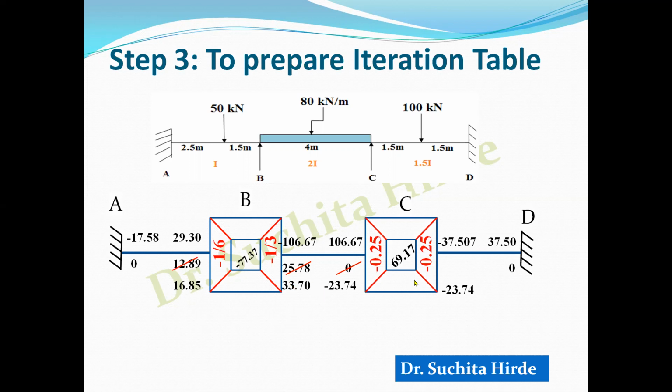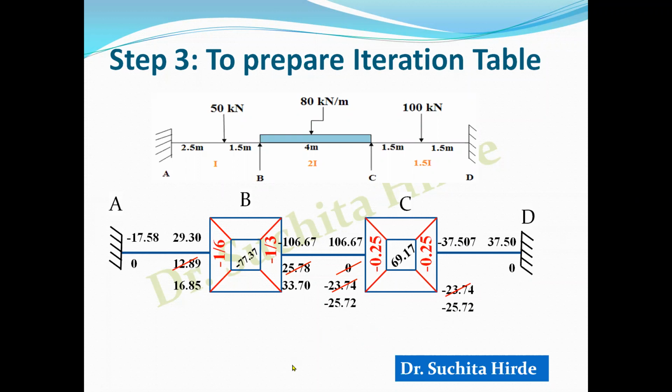Now again we will go to joint C and repeat the same process. So go to joint C. First of all delete the initial values and then add these: 33.70 plus 0 plus 69.17. To this multiply by minus 0.25, at both sides the same value, so we will get minus 25.72. So this completes the second cycle.